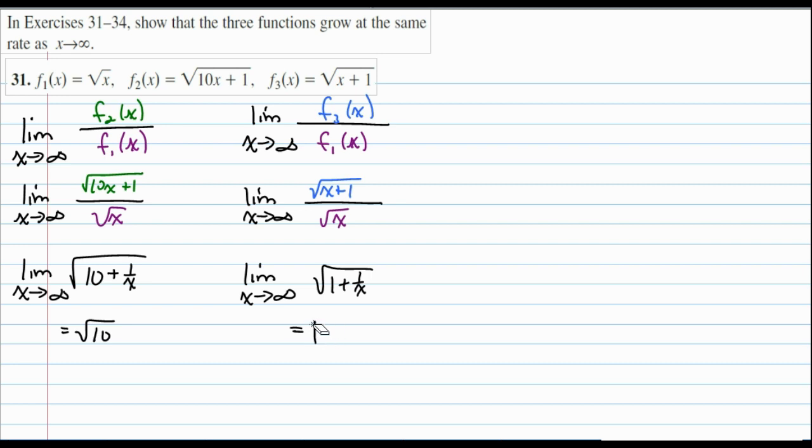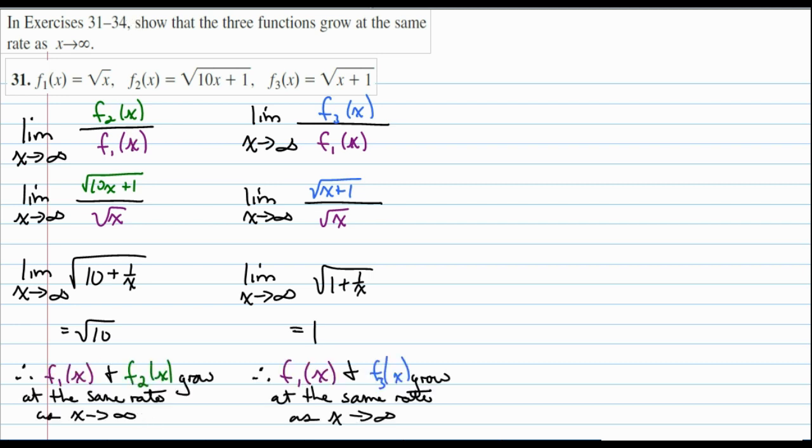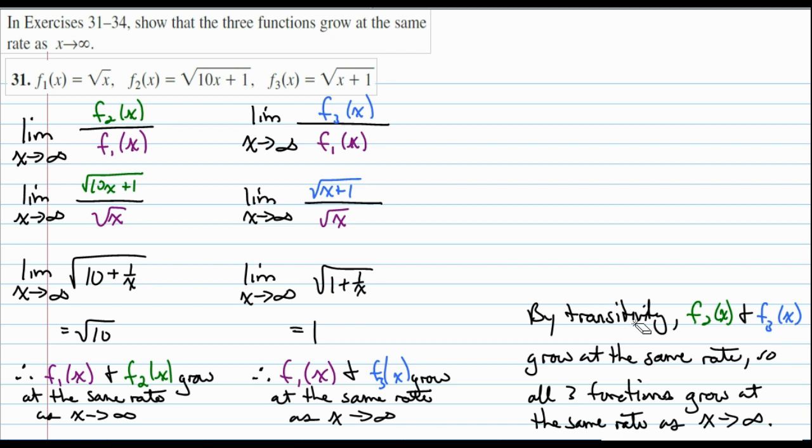So now I've shown that f2 and f1 grow at the same rate as x approaches infinity. I've shown that f1 and f3 grow at the same rate as x approaches infinity. Therefore, by the transitive property, f2 and f3 grow at the same rate. So all three functions grow at the same rate as x approaches infinity.